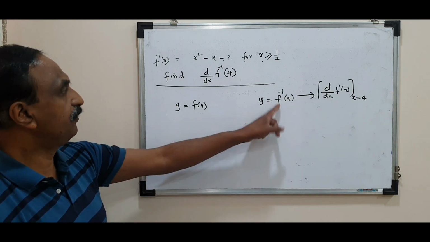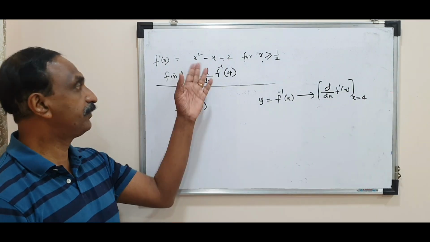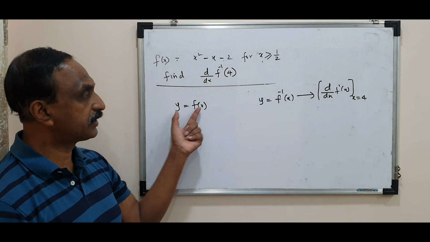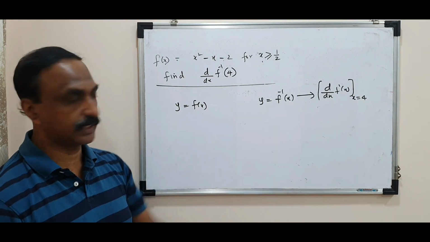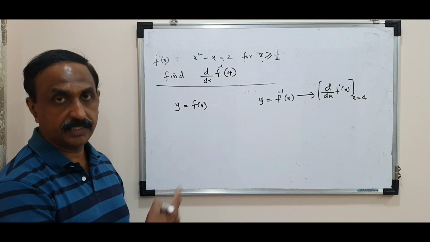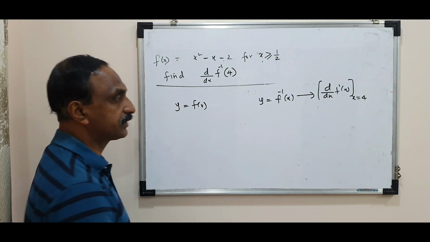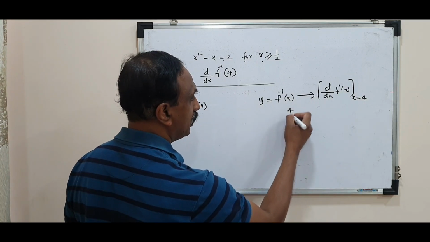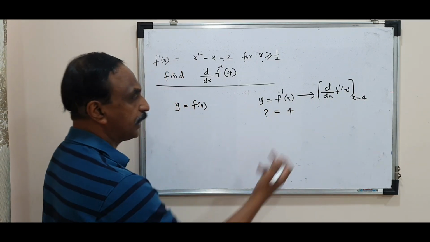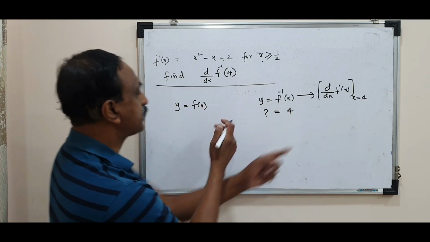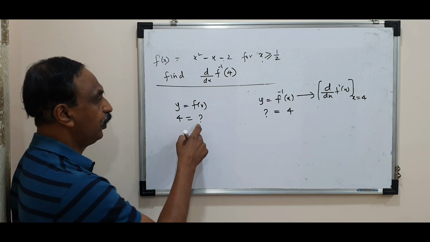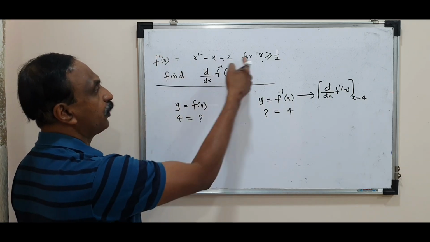But the problem is we cannot calculate the inverse function of this. It's very difficult to calculate the inverse function. So using the derivative of f of x, we need to calculate the derivative of f inverse x. So you know that dy by dx is 1 upon dx by dy. We can apply that. But one problem is there. Here the x coordinate is 4, and you know that in the inverse function it gets interchanged. That means y will be 4, and what is x? So you will put the y coordinate as 4 and obtain x.